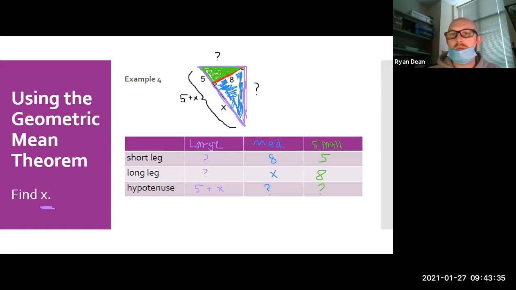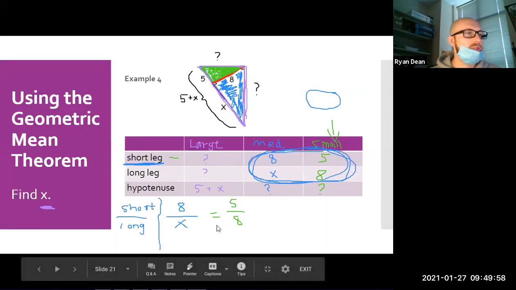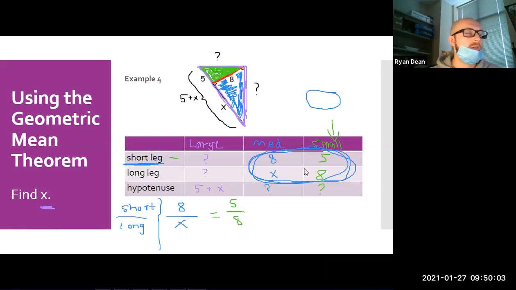Now what I need you to do is tell me what the formula would be. The formula is going to be for the geometric mean to figure out what x is. It's going to be a set of 2 fractions set equal to each other. Here's our equation. We're just taking all the values that we know. We know these 4 values, the 8, 5, the x, and the 8. We can't do anything with these question marks, so we just leave those out.